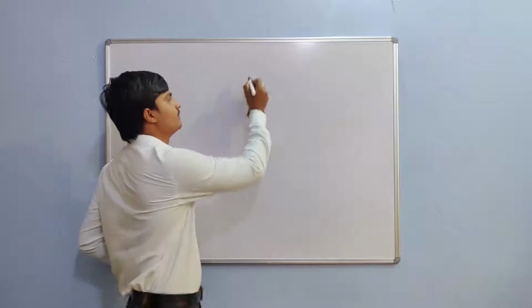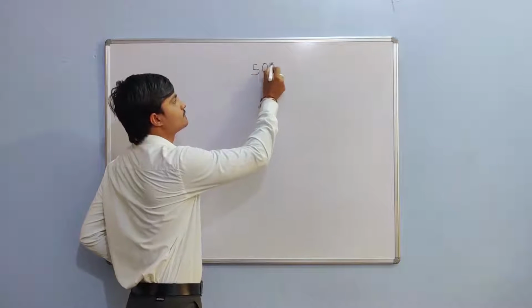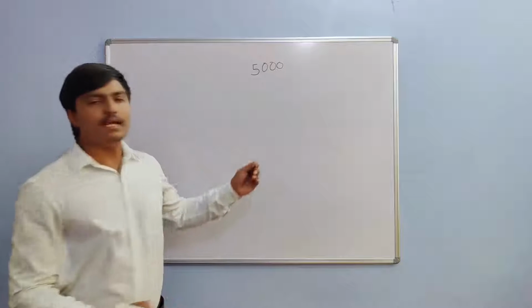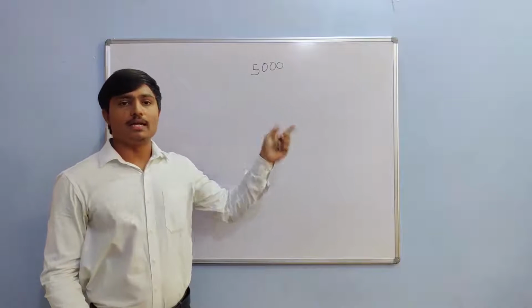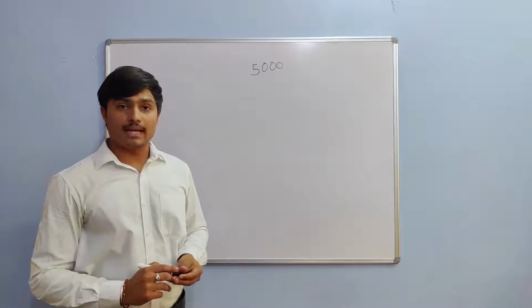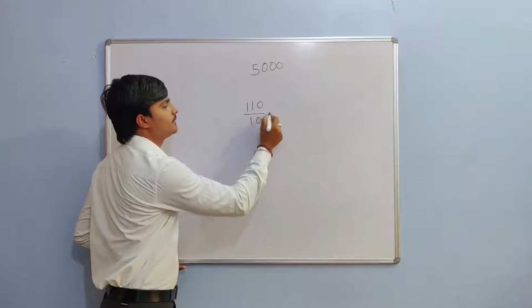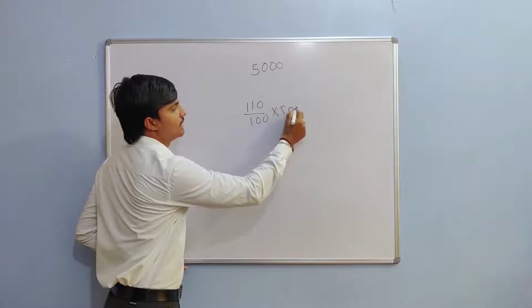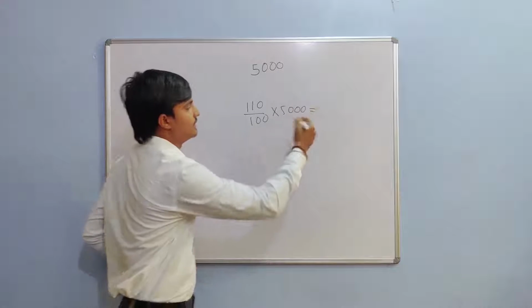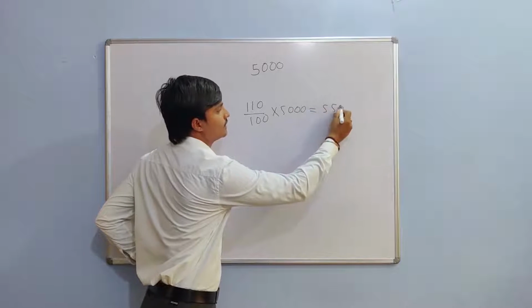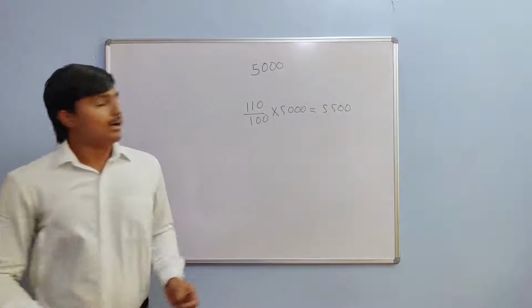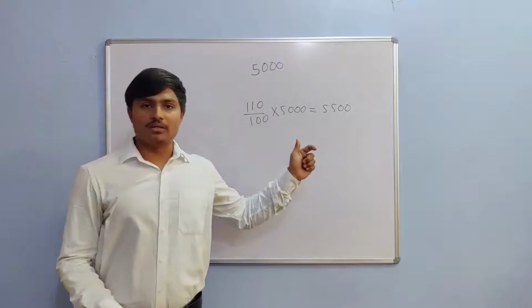In percentages, let us consider some x value. Let it be 5000. And if I say it increases by 10%, then usually people will calculate it as 110% of this 5000, that is equal to 5500. And they'll go for manual calculation.